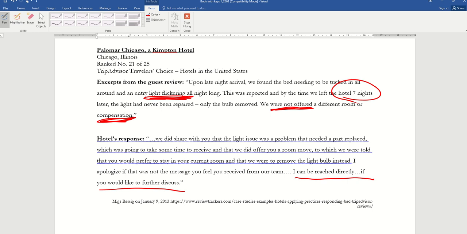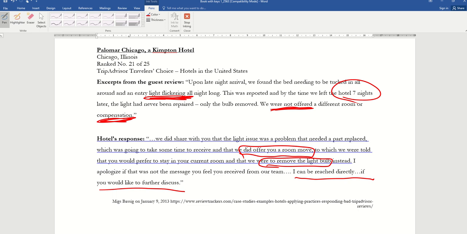And the response: we did offer. See, now we did offer, and remove the light bulb if the guest maybe did not accept to move the room, so the hotel just removed the light bulb and that's it. But you can see the complaint, every time, for sure, the guest is always right.